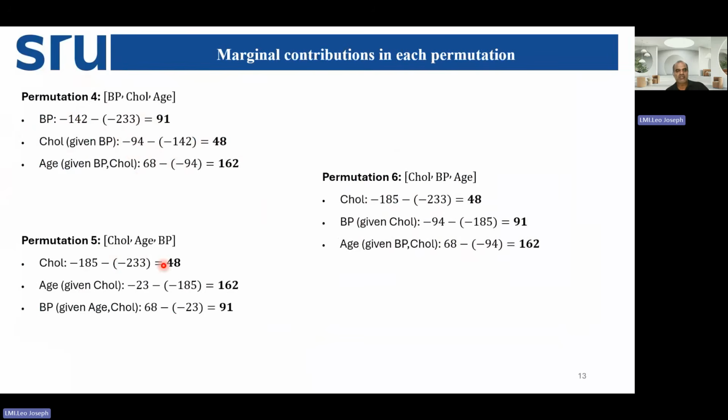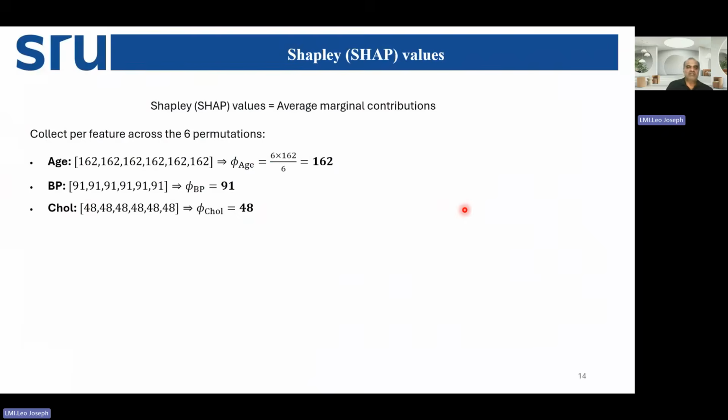You can check permutation 5 also, same thing. Minus 185 minus of minus 233. Then minus 2 cholesterol, if I add means minus 233 minus of minus 185, then 68 minus of minus 23. So these are all the different permutations. Similarly, permutation 6 also you can take. So all the values are same. Even though you are shuffling the contributions, in this 6 permutation combination level, you are getting the same answers but in a zigzag manner.